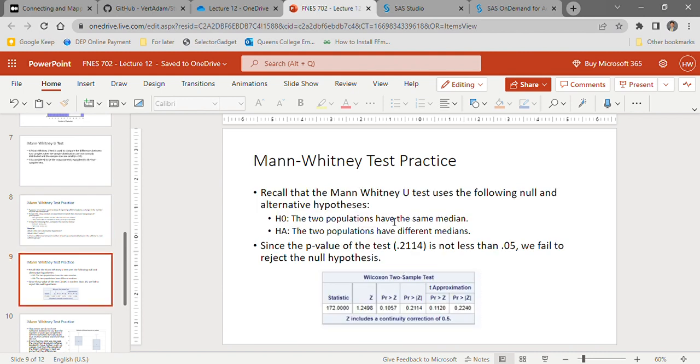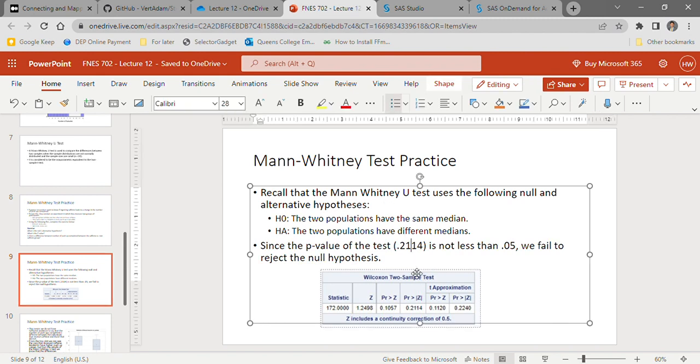Okay, so recall that the Mann-Whitney U uses the following hypothesis. The two populations have the same median. That's our null. And our alternative is that they have different medians. Since the p-value is 0.2240, since the p-value of the test is not less than 0.05, we fail to reject the null hypothesis. Right? We all agree on that one? We fail to reject the null hypothesis.